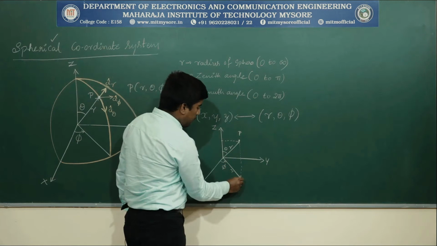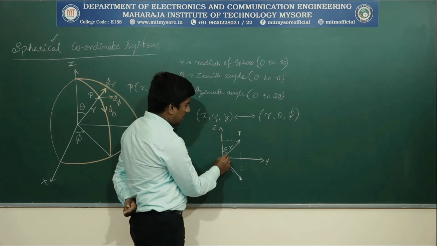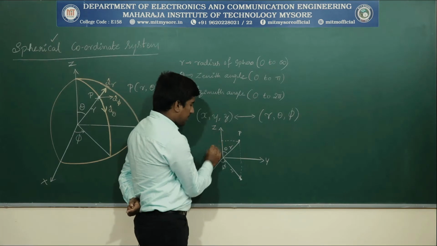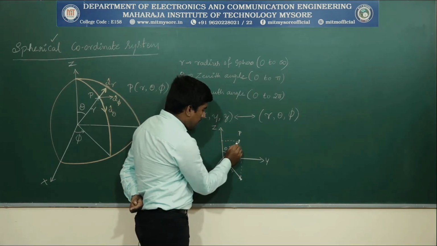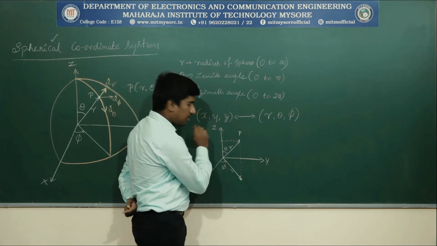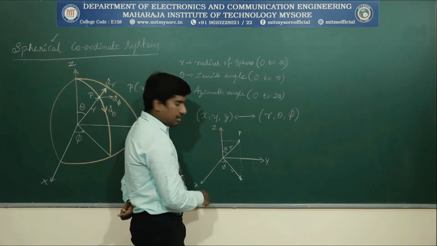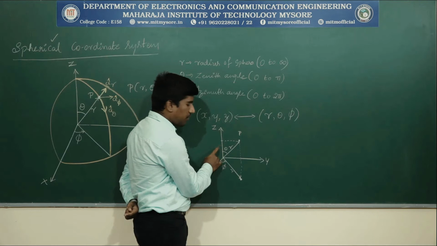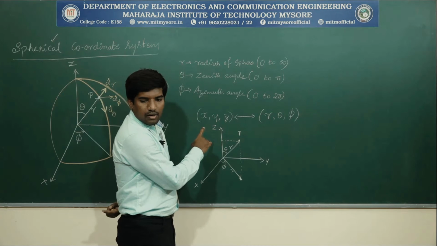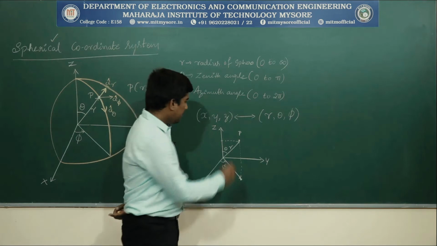Now it forms an angle phi with respect to the x-axis, and this line forms an angle theta with respect to the z-axis. Now if this is r, then what about this distance and this distance? Tell me. If this is r, what about this distance and this one? This is equivalent to r cos theta and r sin theta.